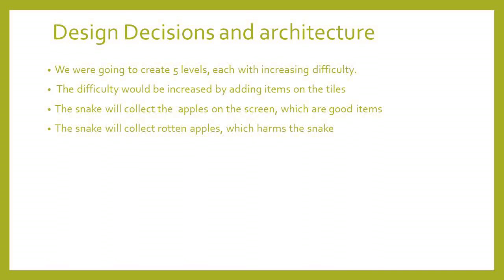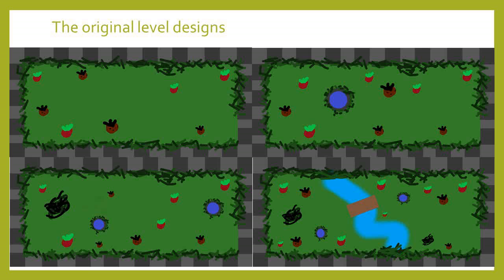The initial idea was that each level would have a new feature added to it. Level 1 started off with just collecting the collectible items, such as apples, earning points, and unlocking the exit of the level. Level 2 would introduce a type of hazard. Level 3 would introduce another, and level 4 and 5 would introduce destructible tiles.